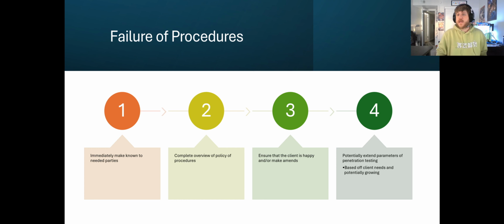And most of the time, you're probably going to have to go over those contracts again that you would have filled out before we had even done the penetration test. And that brings us to the last part, which is the potential increase in parameters on that test.